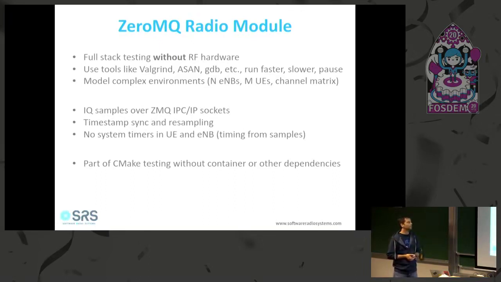And then we basically added timestamp synchronization for that, because LTE very much depends on timestamps and time synchronization. So we added support for that. And then we've also removed all the dependencies from system timers in the UE and the eNodeB this year. So all the timings are derived from the samples that come from srsMQ in that case, or from the radio if you run it normally. That allows you to run a full end-to-end system, like in the CMake testing thing, without requiring containers and other dependencies. So it's very basic, but it allows you to run those things with a make test basically.